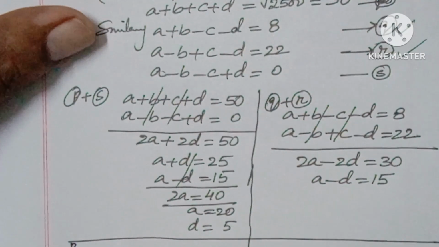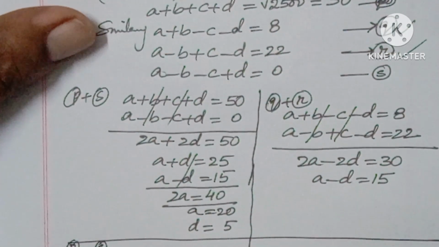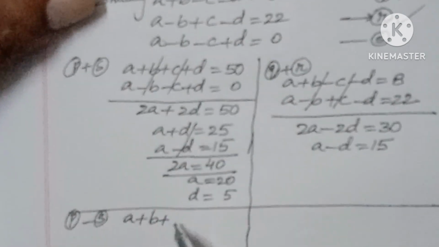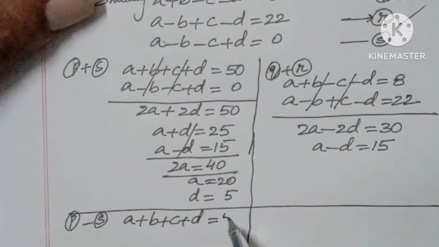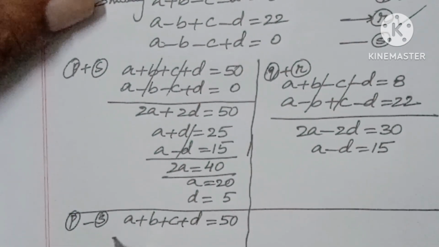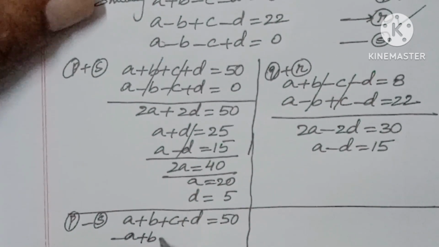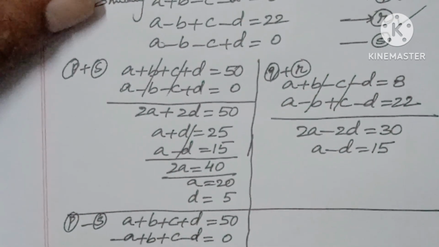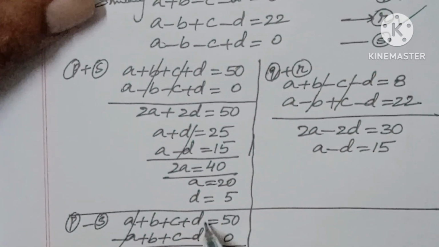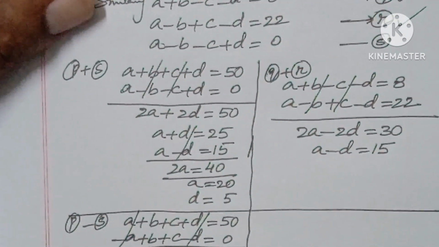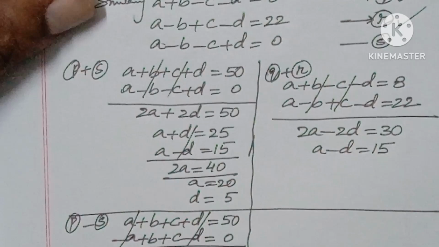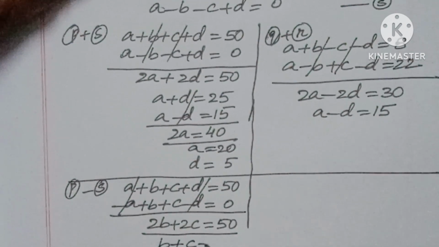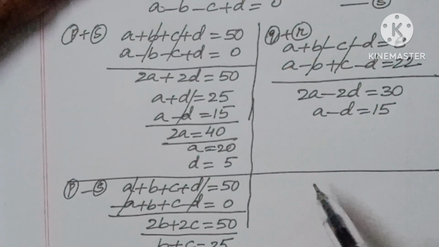Now here P minus S, I am doing. a plus b plus c plus d is equal to 50, minus S, a minus b minus c plus d equal to 0. So a cancel, d, d cancel, 2b plus 2c equal to 50. So b plus c is also equal to 25.